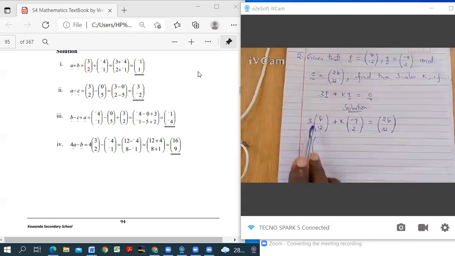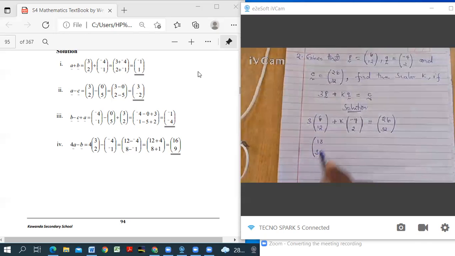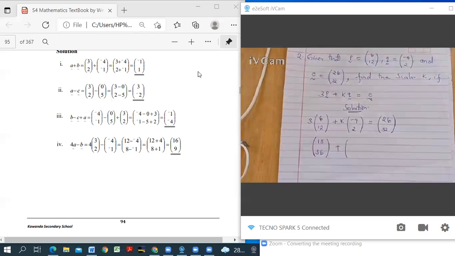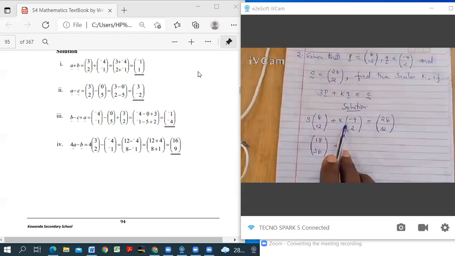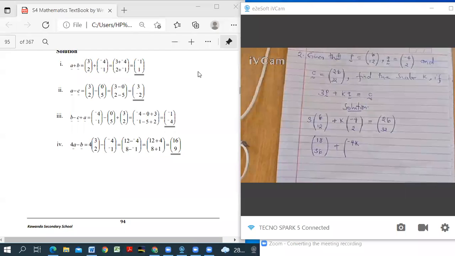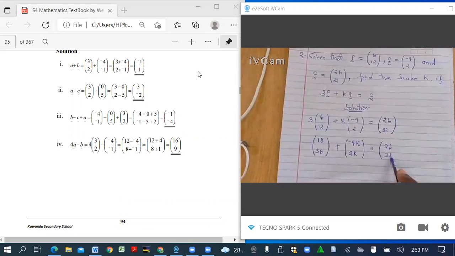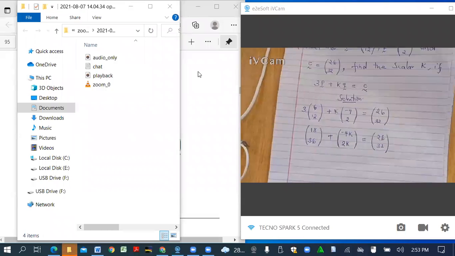When you take this one inside there, what do you get? 3 times 6, what do we get? We get 18, right? Then 3 times 12, what do we get? 36. 36 plus, now we have to take this K inside. When you take K inside, we get -4K, then 2K. Not so? Equals to 26 and 32.